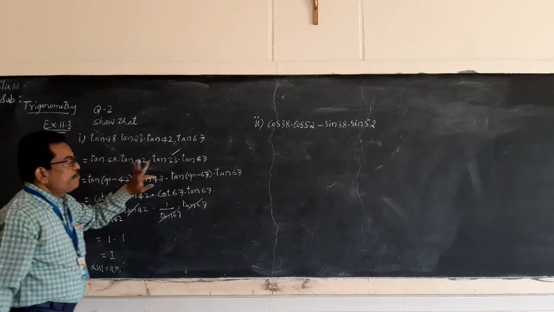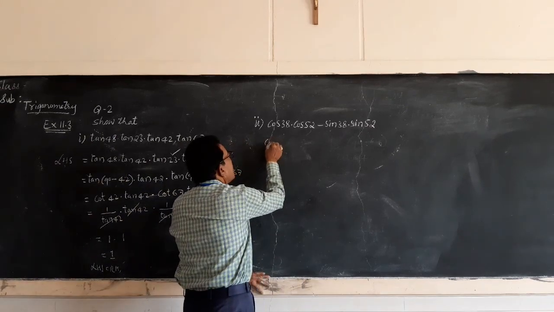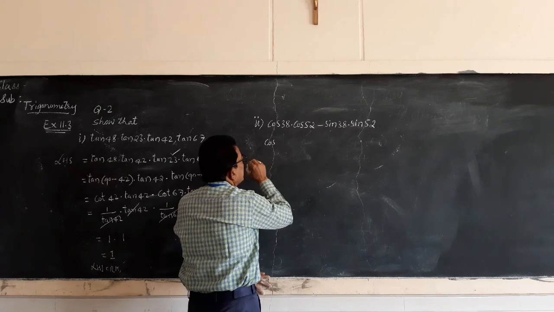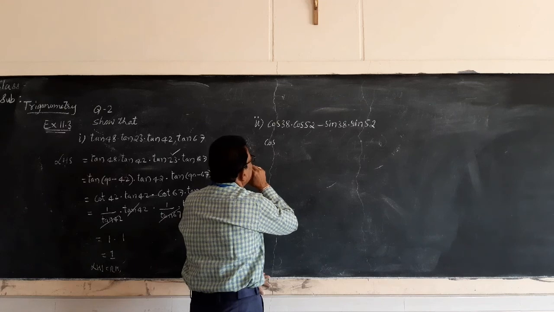Next, cos 38, cos 52. See, cos of 38 into cos 52.